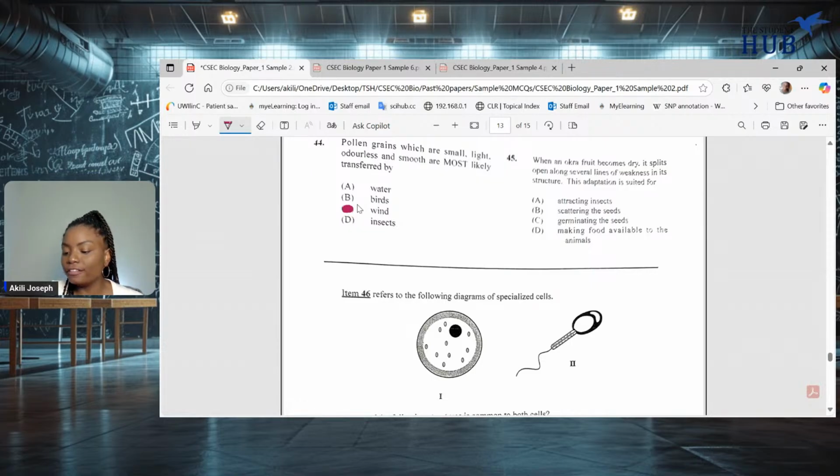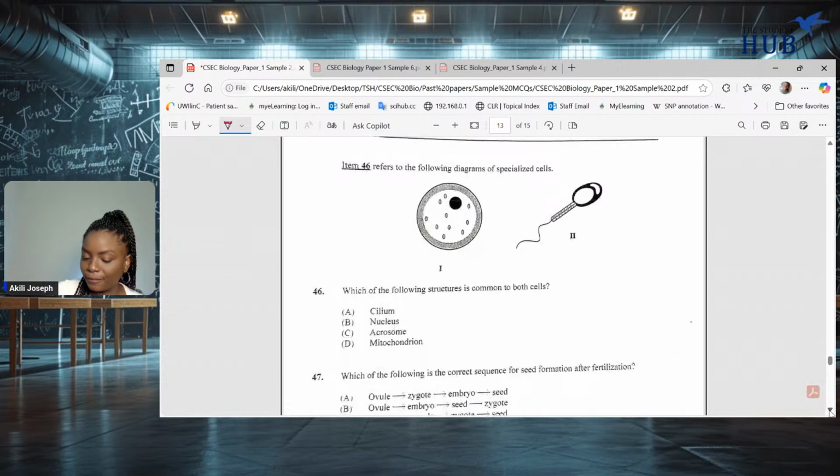Item 45, when an okra fruit becomes dry, it splits open along several lines of weakness in its structure. This adaptation is suited for attracting insects, scattering the seeds, germinating the seeds, or making food available to the animals? It's going to be how the seeds are scattered. So that's how the pericarp is adapted for scattering the seeds.